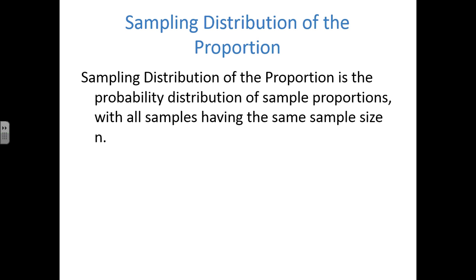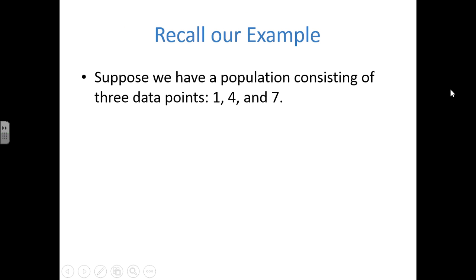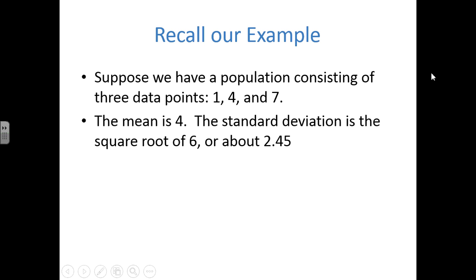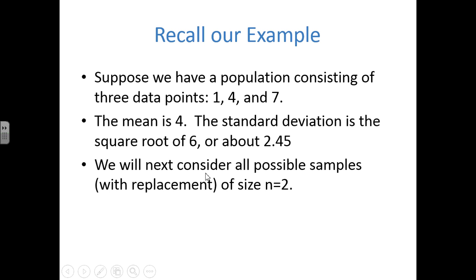The next sampling distribution we're going to look at is the sampling distribution of proportions. Now, for the sampling distribution of proportions, we're going to take all samples having the same size. Now, recall our example from before. We had the 1, 4, and the 7, and remember the mean was 4 and the standard deviation is about 2.45. We're again going to consider all possible samples with replacement of size 2.